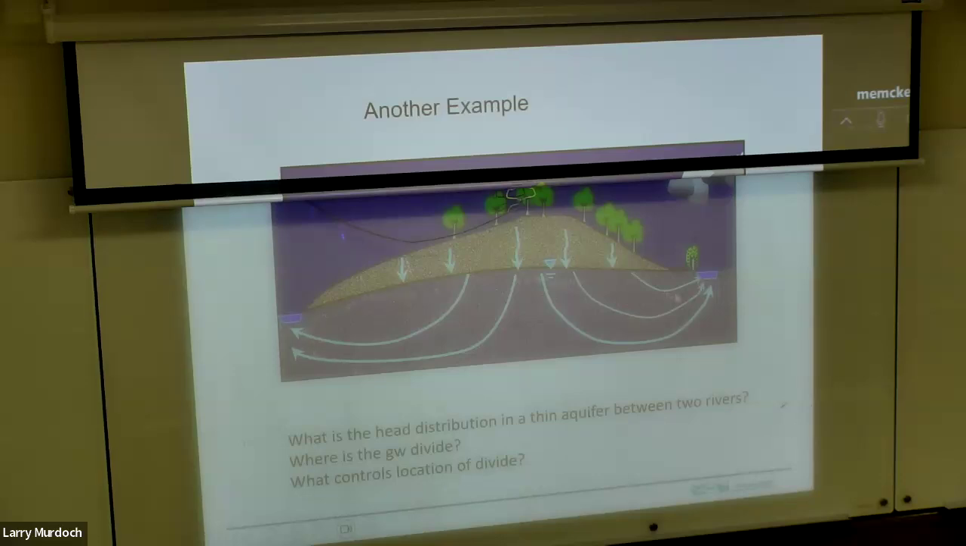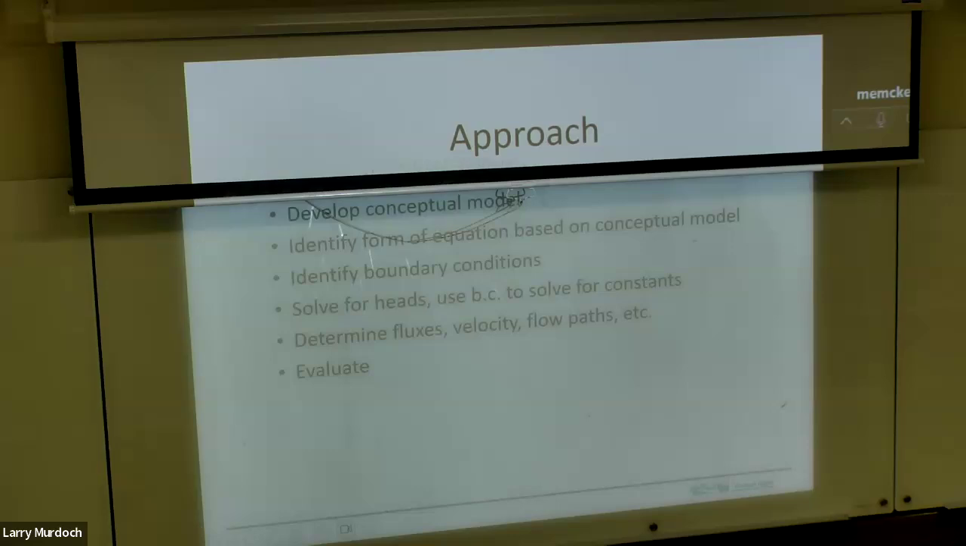So here's the problem. We have two streams here, and recharge uniformly distributed, and flow goes to one stream, and this flow goes to the other stream. And in this case, we're going to have the streams be at different elevations. And that'll cause some interesting effects. Okay, so here's the approach. This is what we saw last time. Same approach. We're going to have the conceptual model, get the form of the equation, boundary conditions, and then solve it.